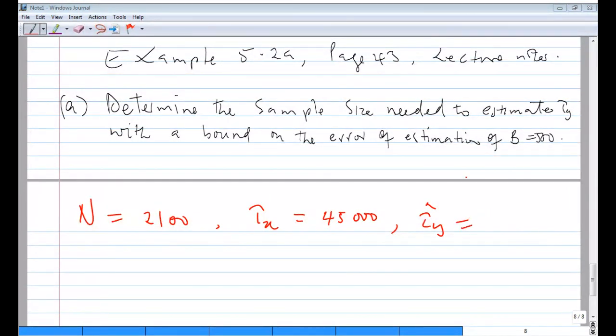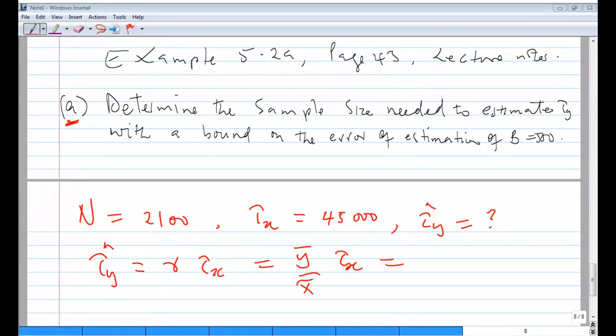So now we can start. Before we come to this question, let's start by calculating the estimated population total. For additional information, tau y hat is equal to R times tau x. R is equal to y bar over x bar, times tau x.